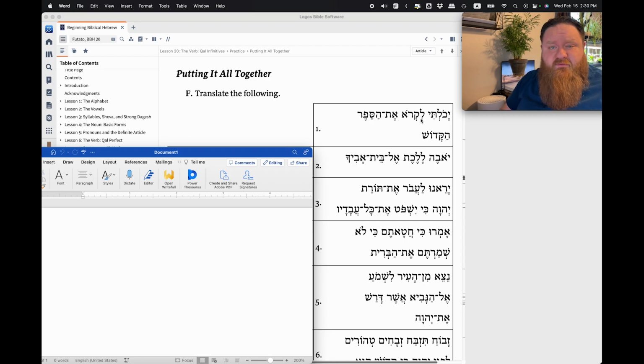But remember, we said that infinitives are verbal nouns, so it makes sense. All right, so is this a noun or is this an infinitive construct? Well, sometimes there may not be a difference in form, but here we can see that the shavah holum pattern is indicative of an infinitive construct. And so if we take this root kara, it basically means to call out, but kara is also a verb that gets used for to read.